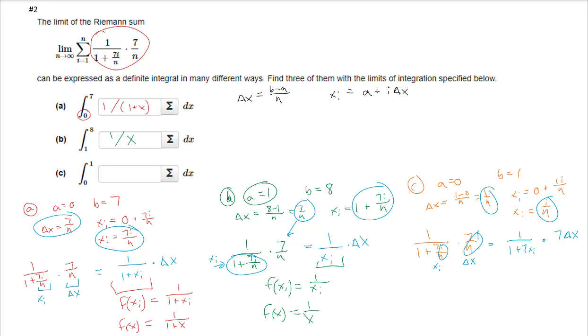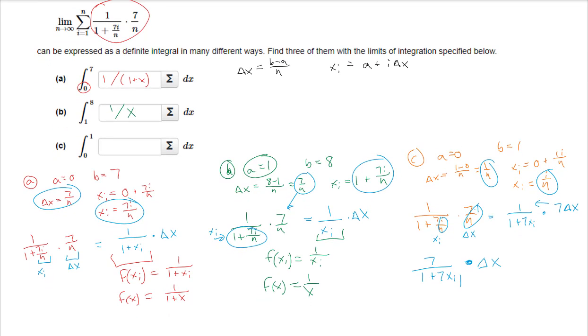Okay, and so I do need to rewrite that one more time. I need to write that 7 in there. So I get a 7 over 1 plus 7x sub i times delta x. Okay. So now this part right here is my function. Okay, so it's 7 over 1 plus 7x sub i, or my function itself with just an x is 7 over 1 plus 7x, and that's what needs to go in here, 7 over 1 plus 7x.